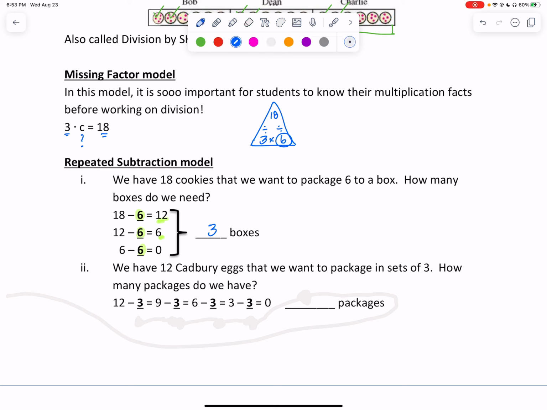So you had your 12, you took 3 out, that's one package. Then you took another, so you had 9. You took 3 more out. So now we have 6. We took 3 more, another package. Now we have 3 left. And then we took 3 more and put it in a package. So how many packages do we have? We got 4 packages of Cadbury eggs. Okay, so that's called repeated subtraction.